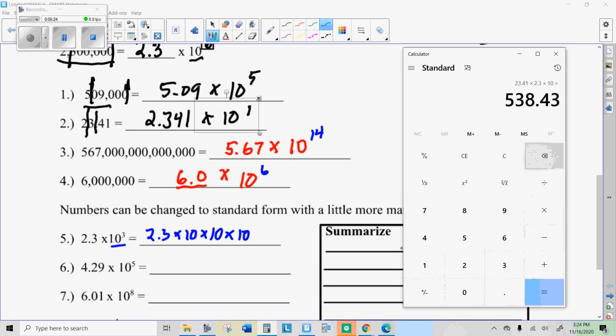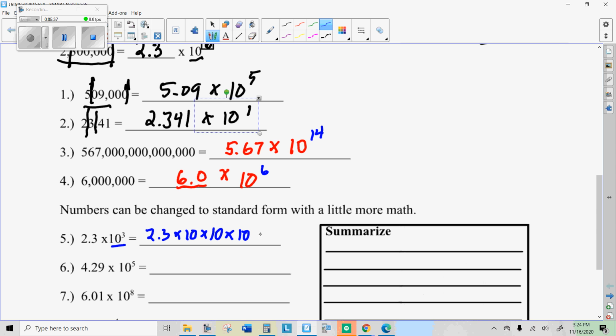Whoops, better clear that stuff there. Start with 2.3 equals times 10 equals, there's once, twice, 3 times, so it's 2,300. Now we could have predicted that because every time you multiply by 10, the decimal is going to move one place. So there's 1, 2, 3, and the last couple we're going to have to fill in with a 0. Okay, so 4.29 times 10 to the 5th.